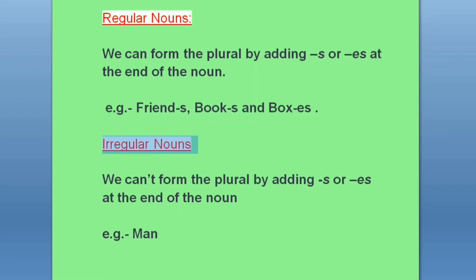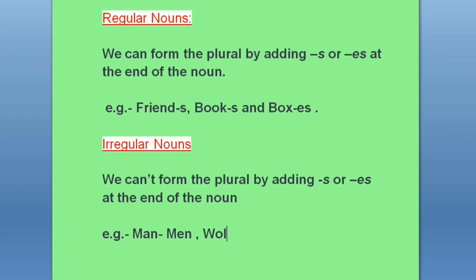So a regular noun is a noun which we can turn into plural by adding s or es at the end. So irregular nouns are just the opposite. That means we cannot form the plural by adding s or es at the end of the noun. I hope it's clear. So as you see on your screen, the example man. You cannot add s and make it plural. So plural of man is not mans. So it is totally incorrect. So plural of man is men because it is an irregular noun.